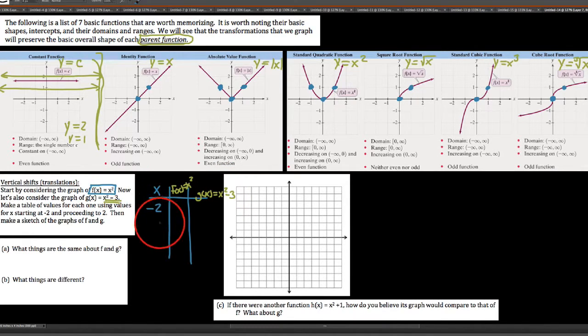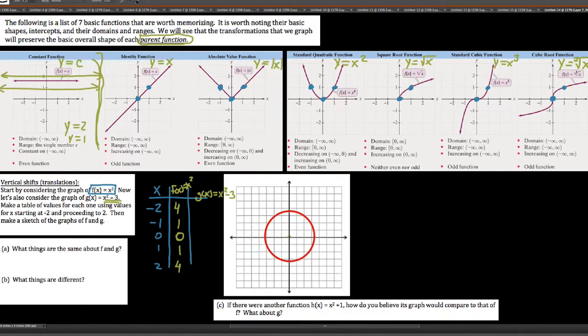So we're going to fill in some pretty standard values, -2, -1, 0, 1, and 2, and plug these in. And at least for our squaring function, all we're really doing is grabbing the input and squaring them. So for instance, f of -2, or our function value at -2, with our parent function would be -2 squared, which is just 4. And -1 squared would be 1, and 0 squared is 0, and 1 squared we get 1 again, and 2 squared we get 4.